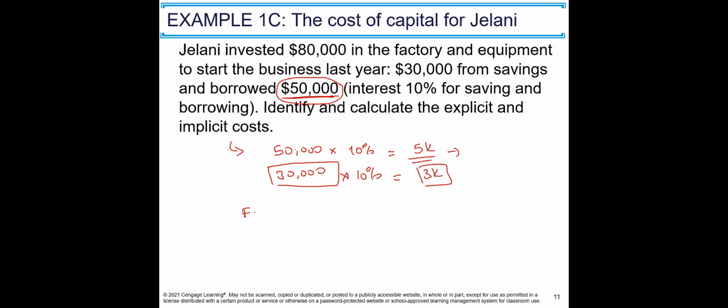So here the explicit cost, that means this is a cash outlay, money outlay from the business, is the 5K, and there is an implicit cost, which in this case is 3K, that you give up return on your saving in order to have the business. Total cost in this case is 8K.